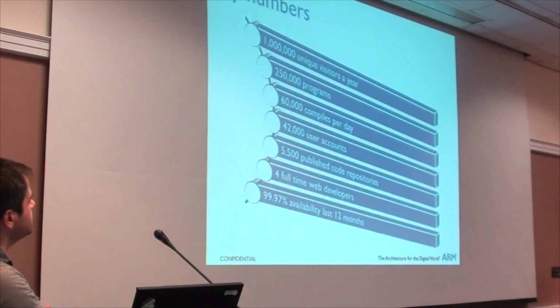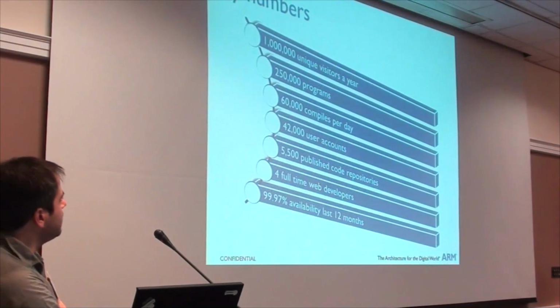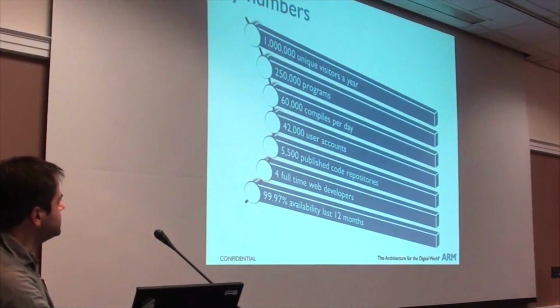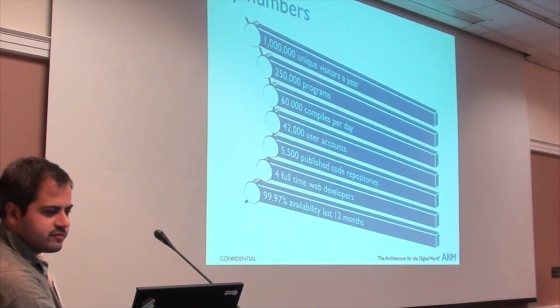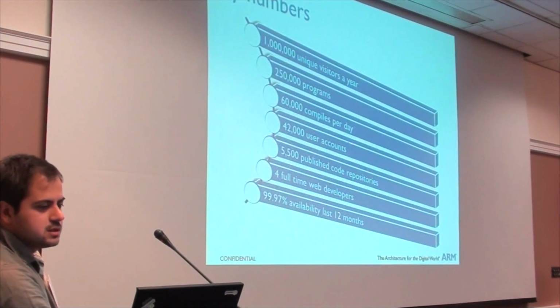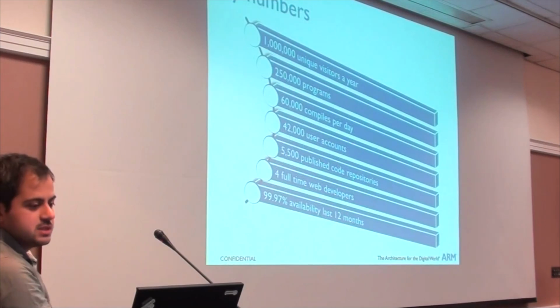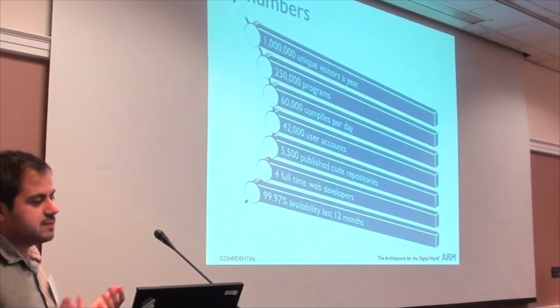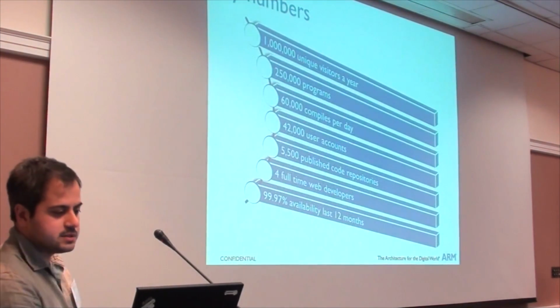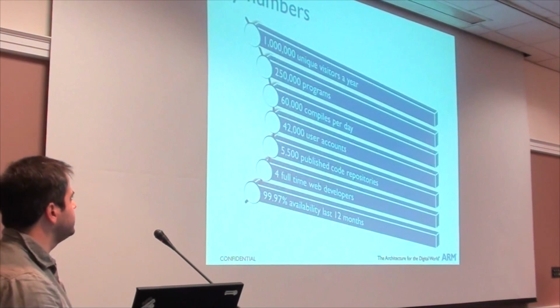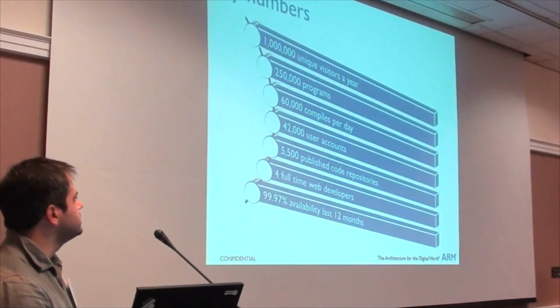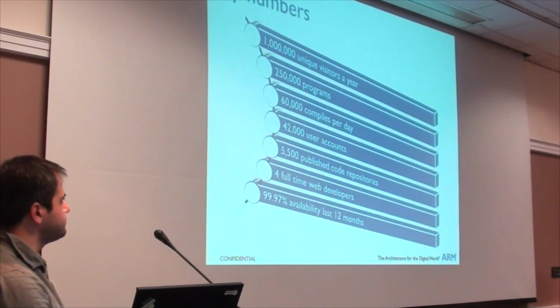So we've got some numbers here. I'm not going to read them all out, but hopefully it will give you an idea of what we're up to in terms of the scale. That 1 million figure maps out to 120,000 unique visitors, which is 120,000 different people every month coming to look at mbed. We're getting in the region of 3,000 compilers during the peak of the working day.